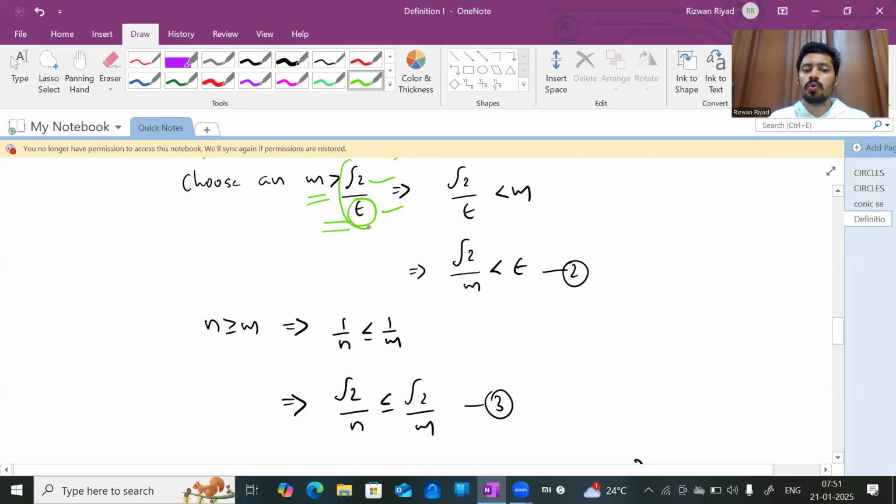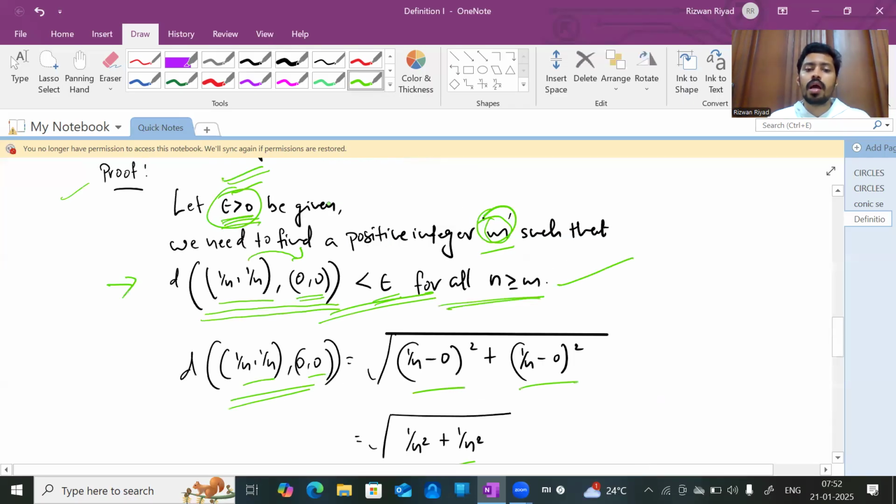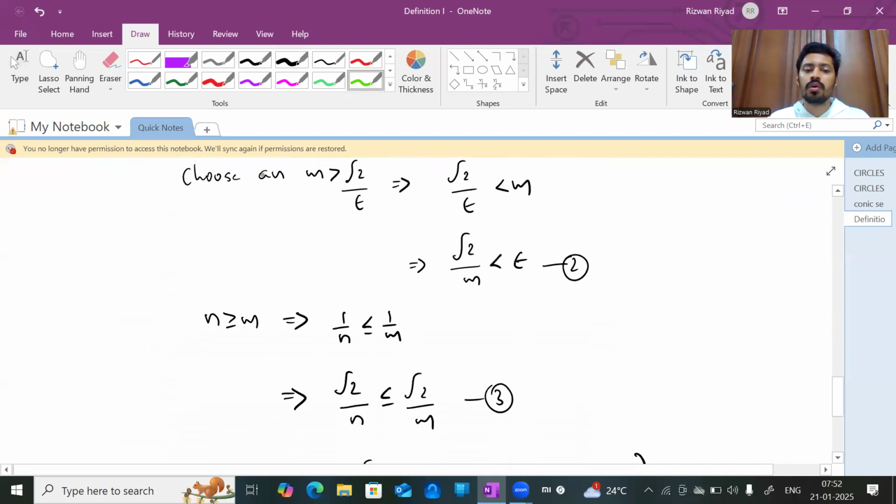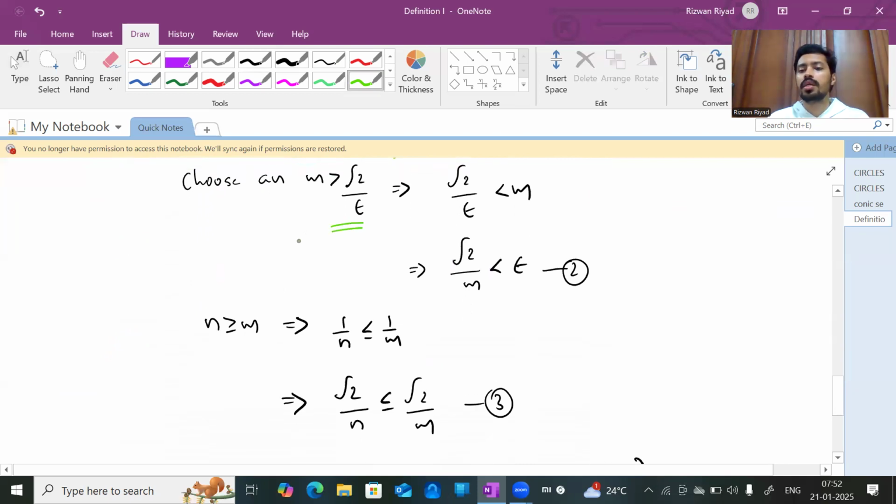So this root 2 by epsilon can be any positive real number, and you can always choose a positive integer that is greater than it. That is possible, right? So that's what we are doing here. We will choose this positive integer m as an integer greater than root 2 by epsilon. Now if m is greater than root 2 by epsilon, what will happen here?